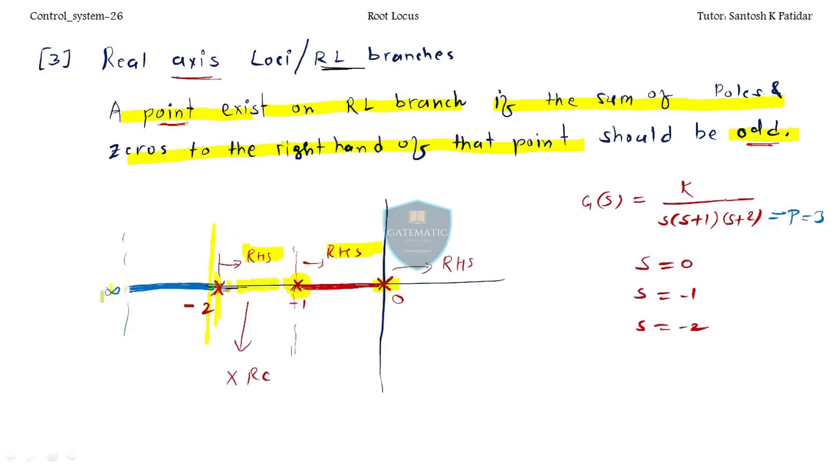Then I'll switch to the infinity. Why am I going to infinity? As I told you earlier, if you have p greater than z, the remaining zeros will be available at infinity. So at infinity, the number of points in the RHS is 1, 2, 3. Again you have an odd number, so between this and infinity I'll have one root locus branch over here. I think it's clear to you. So today we'll see the fourth rule.